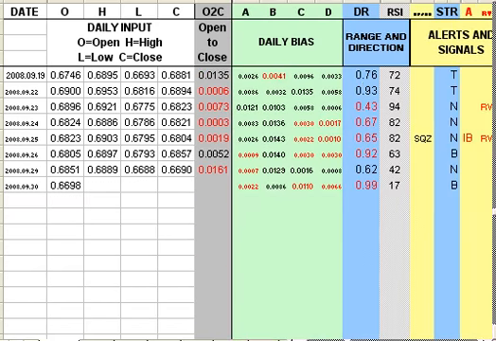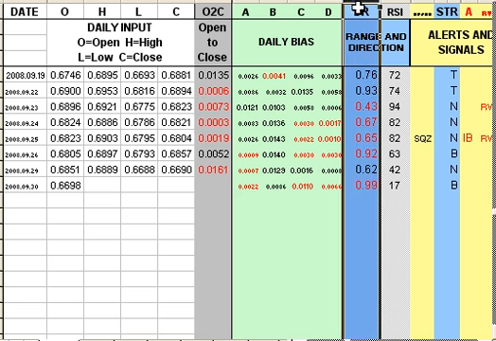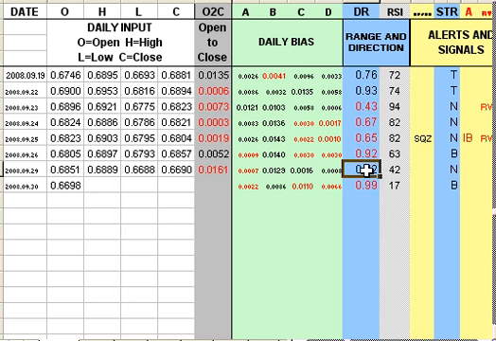Other thing that I work with is the bias. Here is the daily bias. It gives me signals about what the bias is in the market. This is the directional range. On a daily basis, it tells me the strength of the move, whether it's a move to the downside or a move to the upside, and how strong was that move.